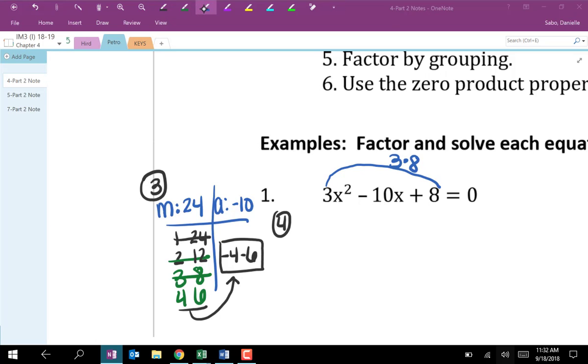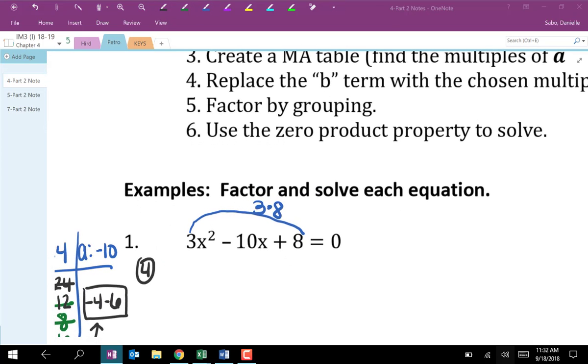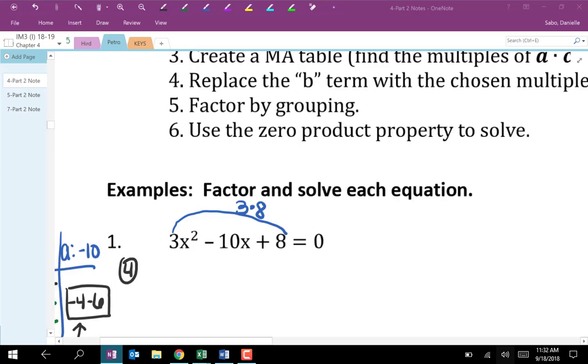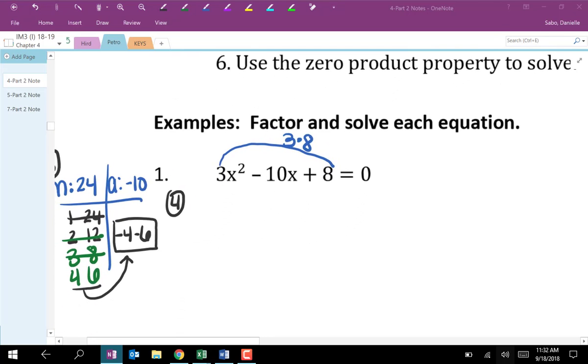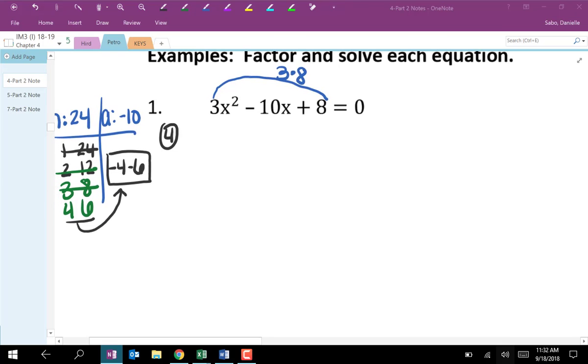And it says, break down, replace the B term, which is that negative 10, with the chosen multiple. So what you chose. We circled negative 4 and negative 6. So what we have to do is take the middle term and break it down into 2 separate ones. And here's what this means. I'm going to take this middle term, and I'm going to break this into negative 4x and negative 6x. All I did, and if you have a highlighter, you can highlight, I took this middle and broke it up into the 2 numbers that we found. And let me prove to you why we can do this.